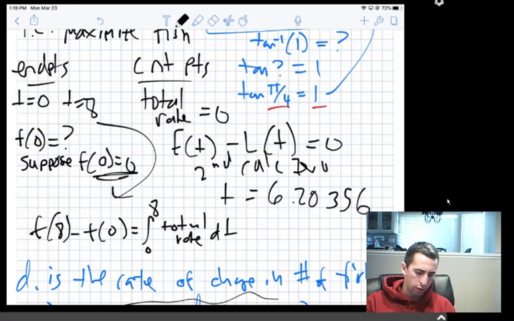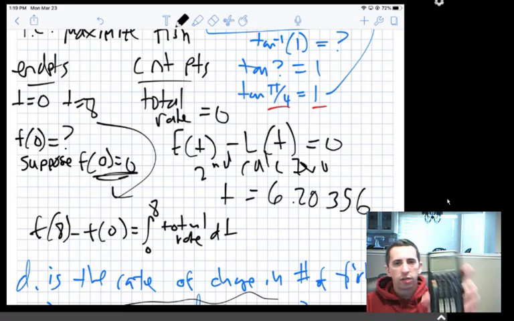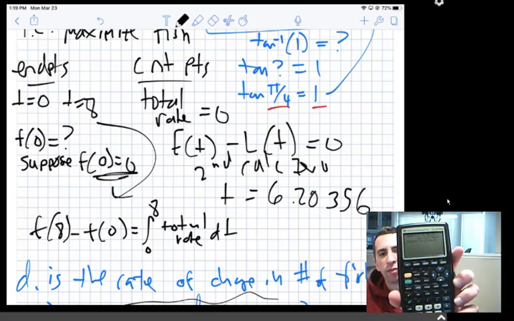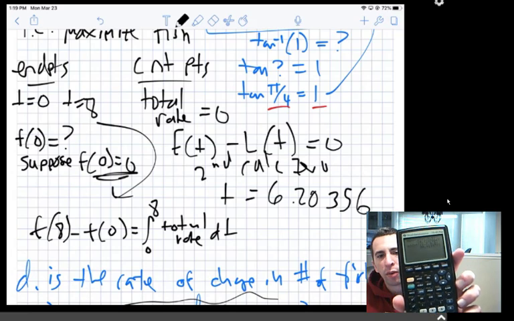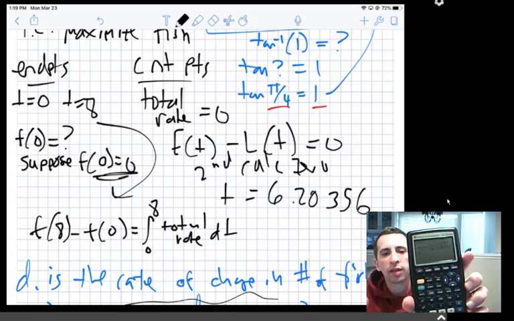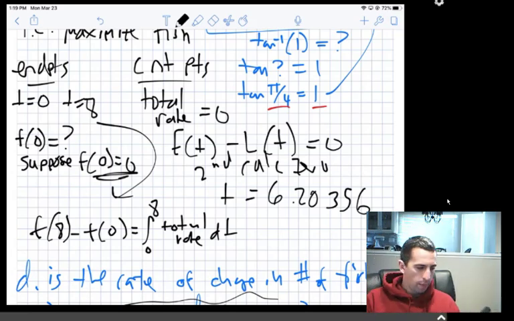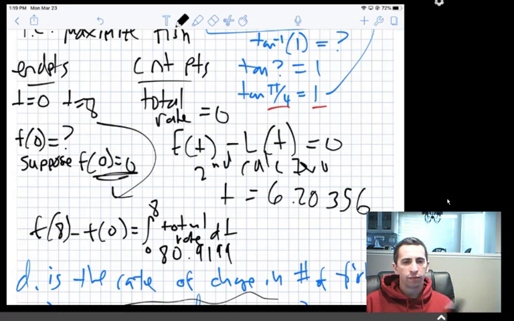from 0 to 8. Okay. So this is me just integrating the function from 0 to 8. And again, if you look at my y1, that's where I have the total rate, the E of t minus the L of t. Okay, so when I did that, I got 80.9199 for that one.